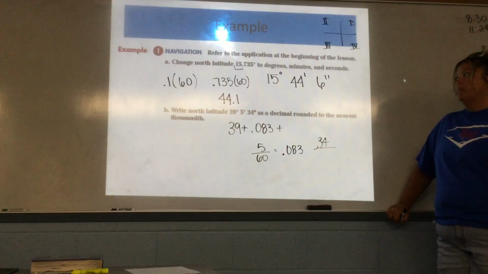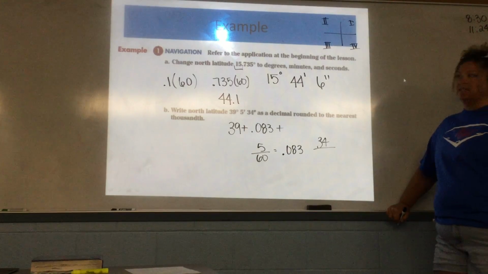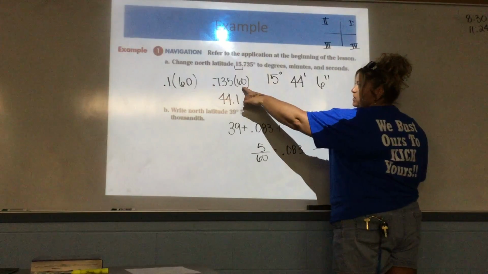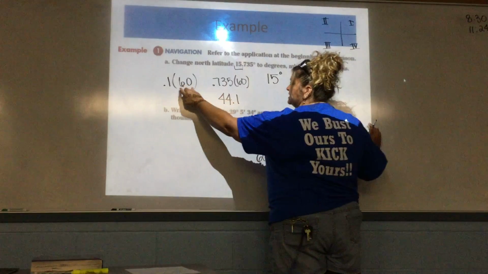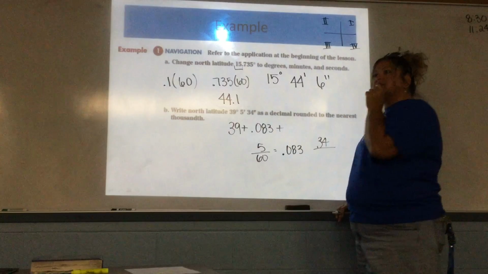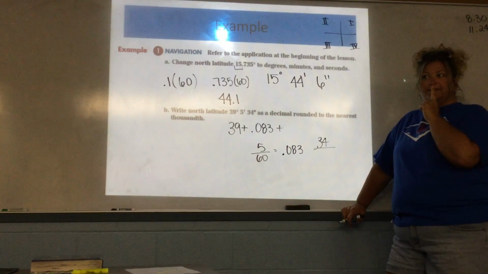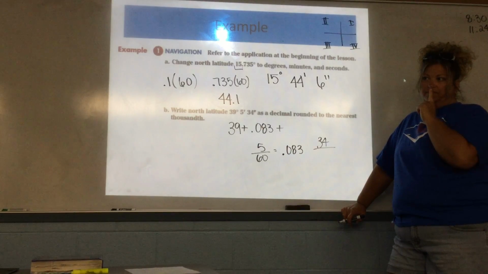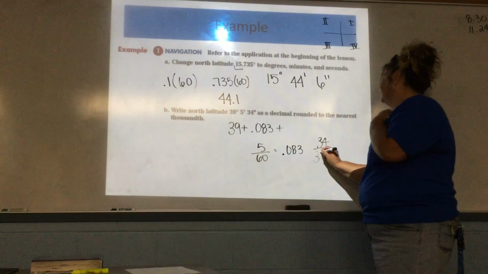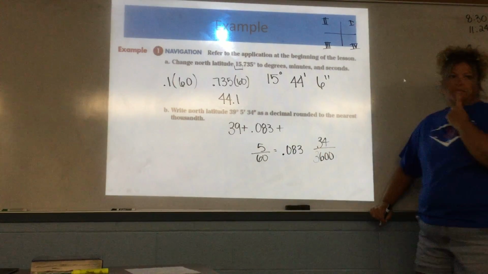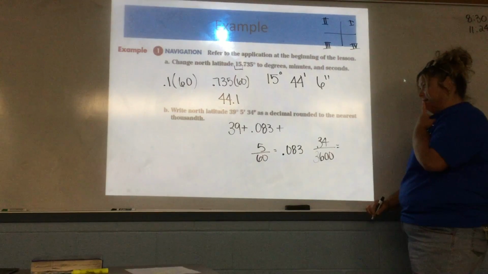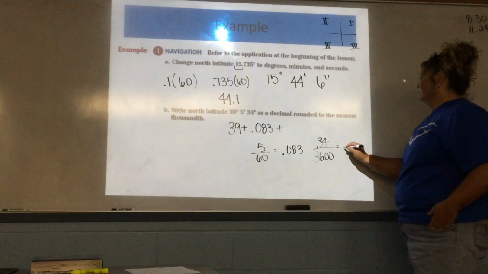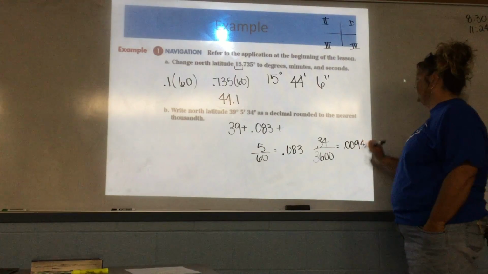You were close when you said 60. So let's think about this. When I multiplied this one times 60, this had already been multiplied by 60, right? And then I multiplied it by 60 again. We multiplied them by 60 2 times. So what's 60 times 60? 3,600. So what do you get when you divide 34 by 3,600? 0.0094. Okay.